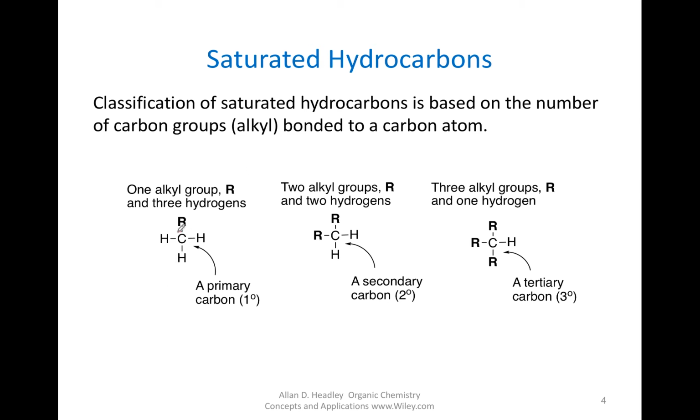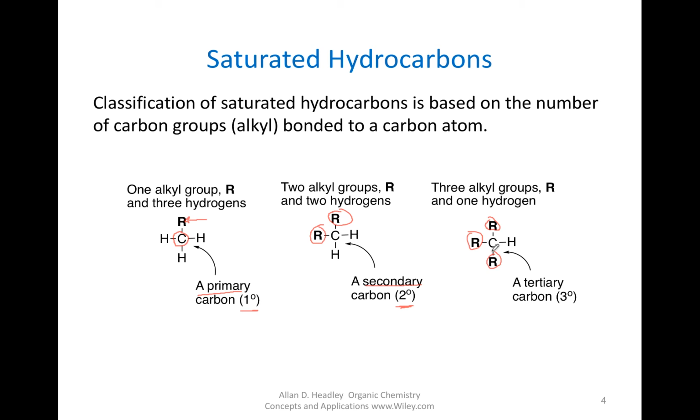If a carbon, here's a carbon, is attached to one alkyl group, it's called a primary carbon, and we just use a 1 superscript 0. If a carbon is attached to two alkyl groups, remember we're defining alkyl groups here as carbon-containing groups, it's defined as a secondary carbon, and we will more than likely just use 2 superscript 0. And of course, as you can imagine, a tertiary carbon has 3 carbons or alkyl groups bonded to that carbon.